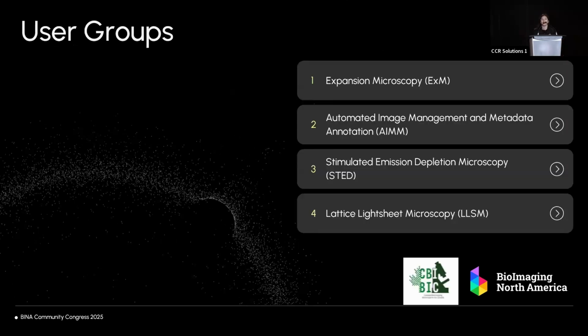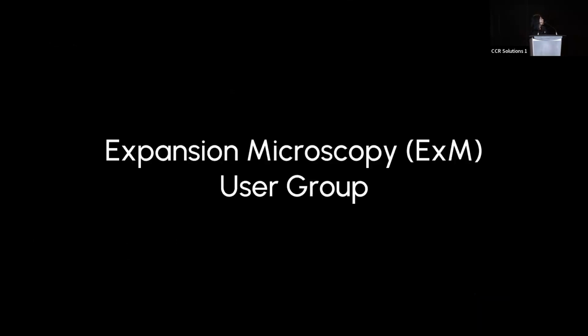So currently BINA and through CBI, we have 4 user groups. The first one is the expansion microscopy user group, which if you've talked to me, you probably know about. And then we have the automated image management and metadata annotation, so AIM user group. We also have a stimulated emission depletion microscopy user group and a lattice light sheet microscopy user group.